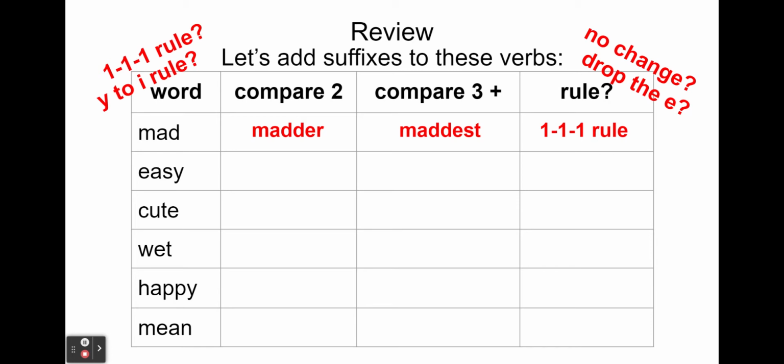All right, what did you say for comparing two? Easier and easiest. And what rule did you use? Go back to that root word. Y to I is correct. All right, trying the third one. Cute.